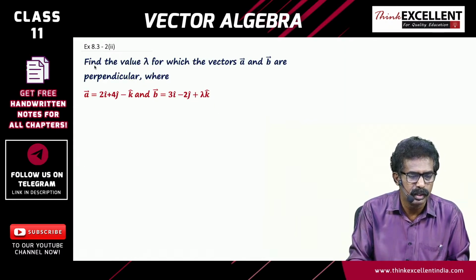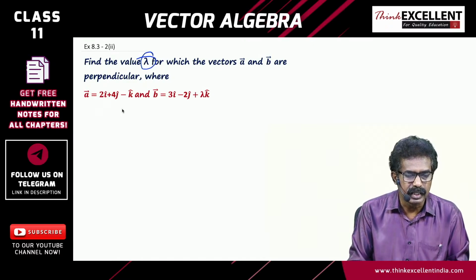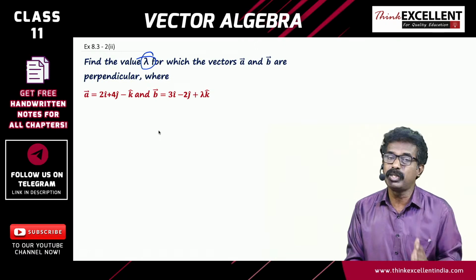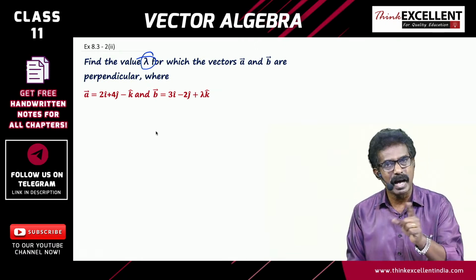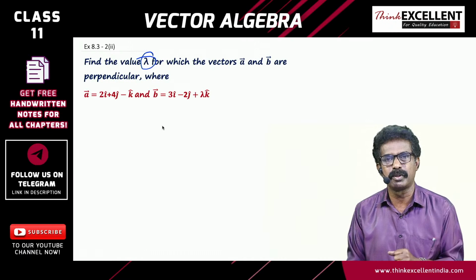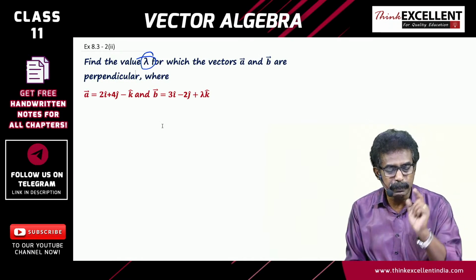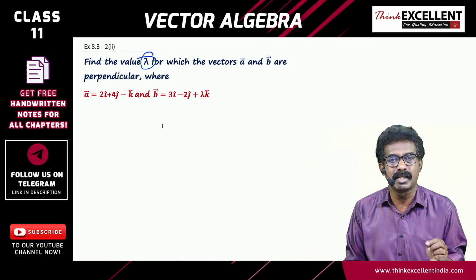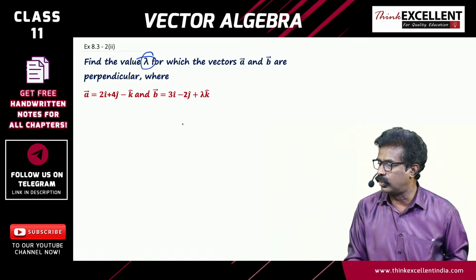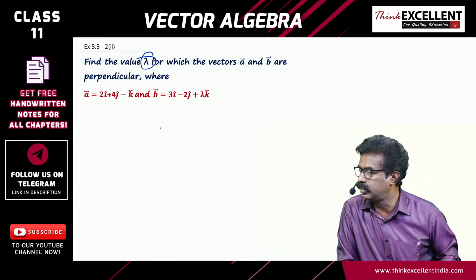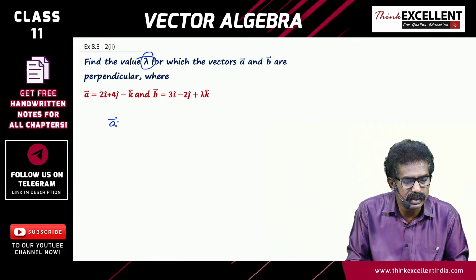Look at this one. Find the value of lambda for which a vector and b vector are perpendicular. Before this, at one point we saw parallel. What condition did we apply for parallel? The coefficients are proportional. Hope you are remembering, right? Here perpendicular is given. What is the condition for perpendicular? Dot product equal to 0. So since the vectors are perpendicular, a dot b equal to 0.